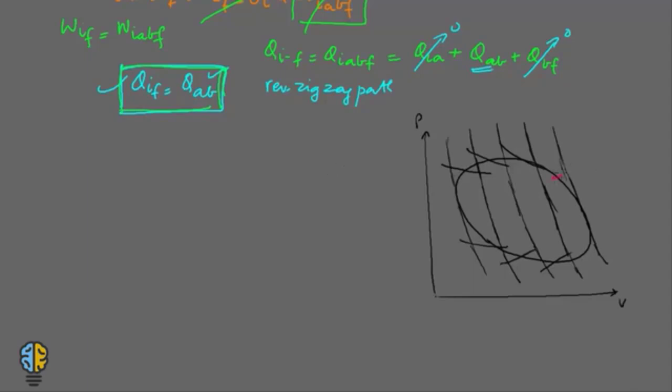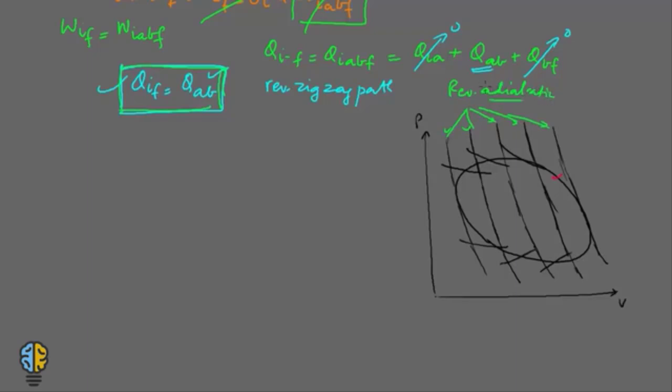So this is the smooth curve, which is also closed. It represents a reversible cycle. Now let the closed cycle be divided into a large number of strips by means of reversible adiabatics. So these lines are reversible adiabatics. These are all reversible adiabatic lines.